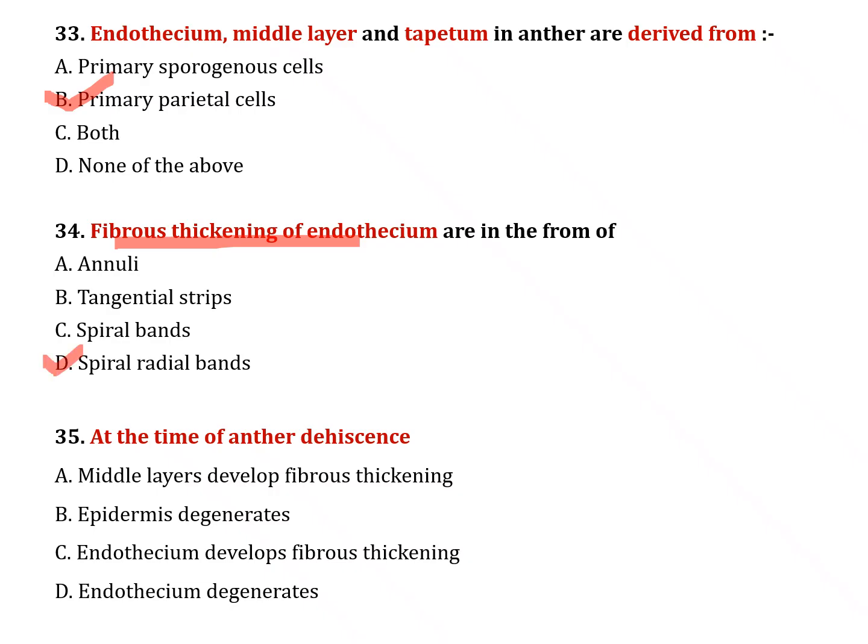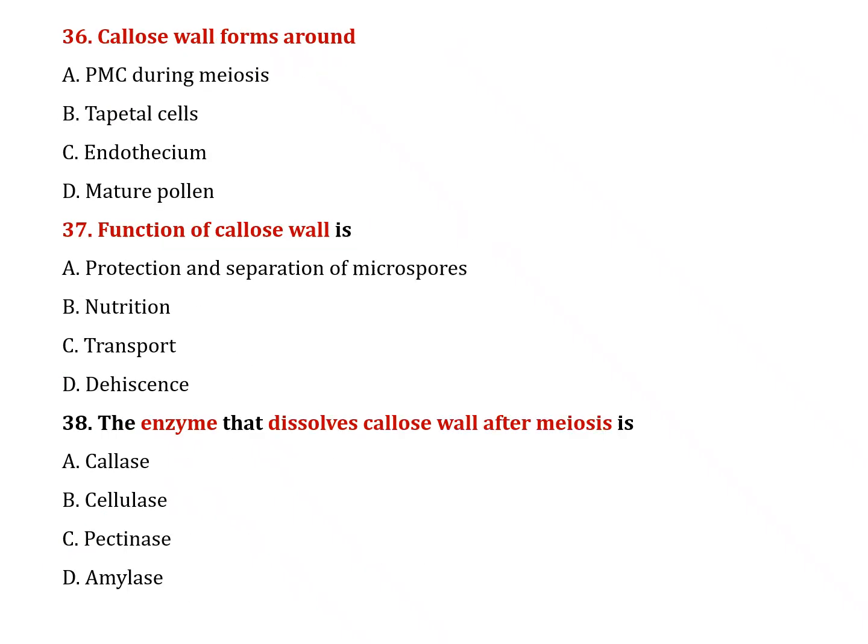The next question, number 35. At the time of anther dehiscence: option A, middle layer develop fibrous thickening; option B, epidermis degenerate; option C, endothecium develop fibrous thickening; option D, endothecium degenerate. Correct answer is option C, endothecium develop fibrous thickening.